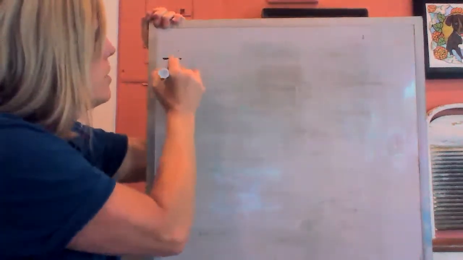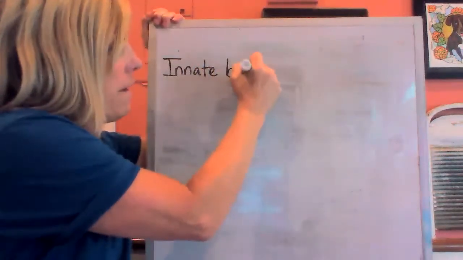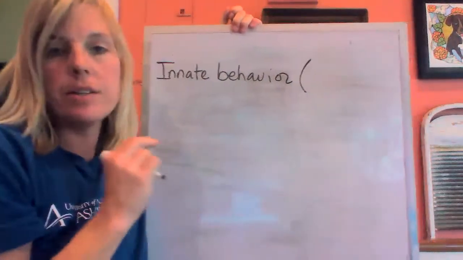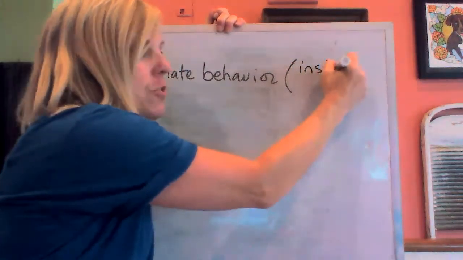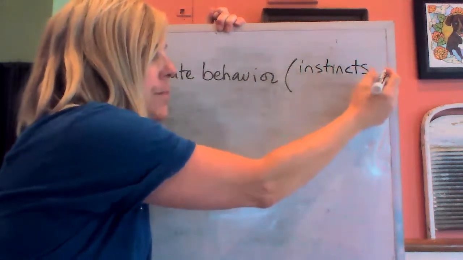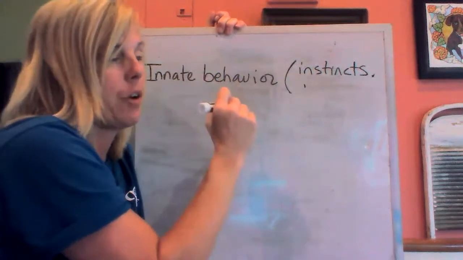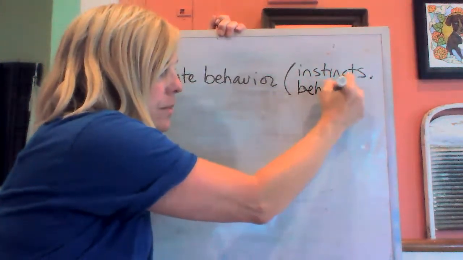Okay, so innate behavior. There are different descriptions for this. So we said they're instincts. You were just born knowing what to do. It is genetically determined behavior. So we also call them behavioral adaptations.